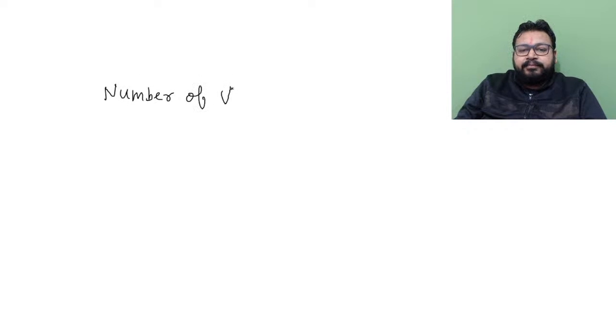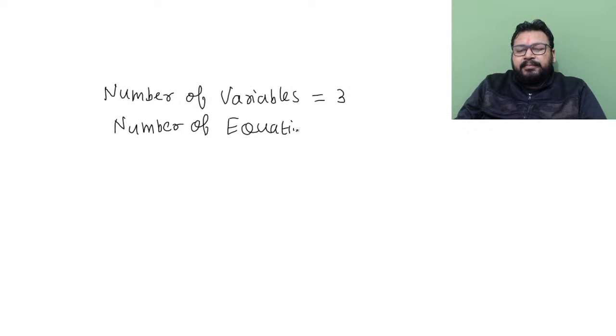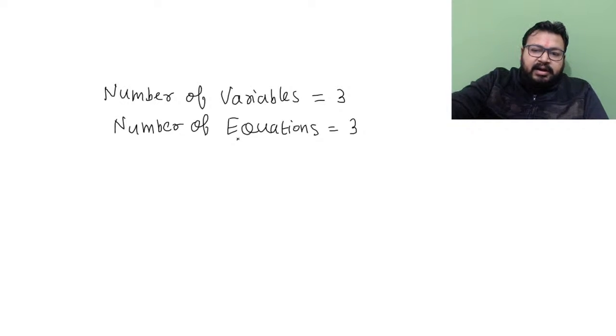Okay. So let me write this very important point. How many variables are there? Number of variables. So how many variables are there? 3. Number of equations. How many equations are there? If they are 3. If the number of variables and the number of equations are the same.